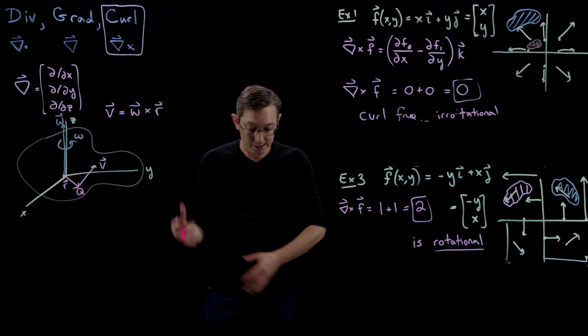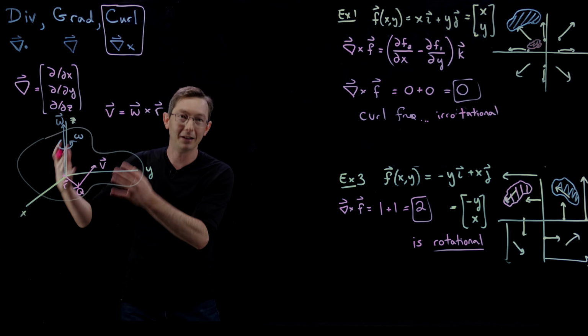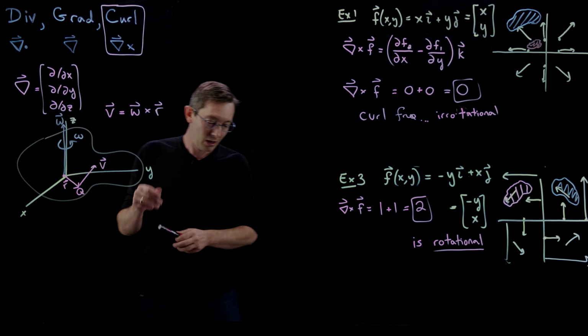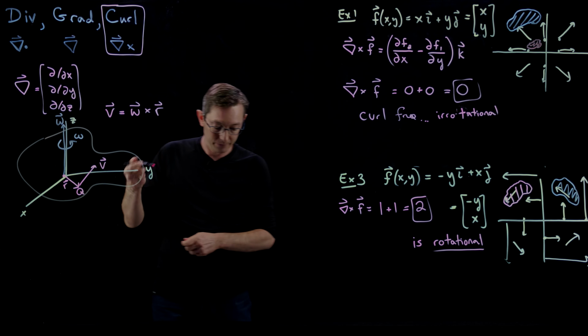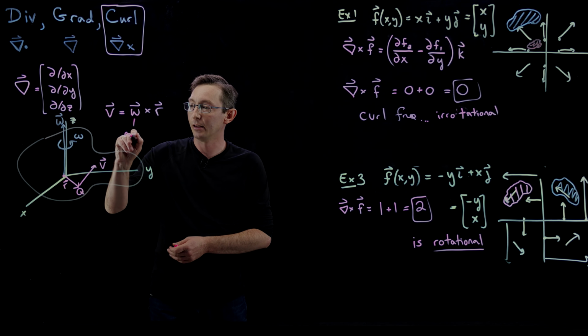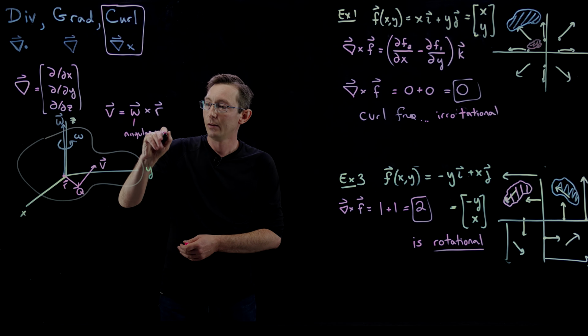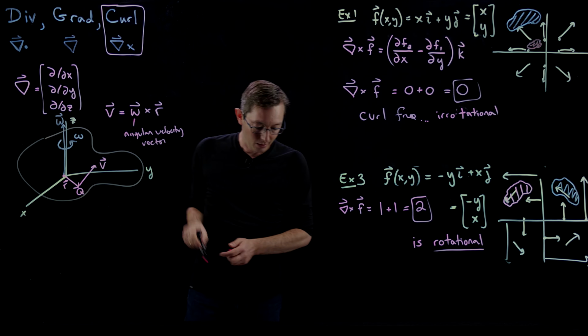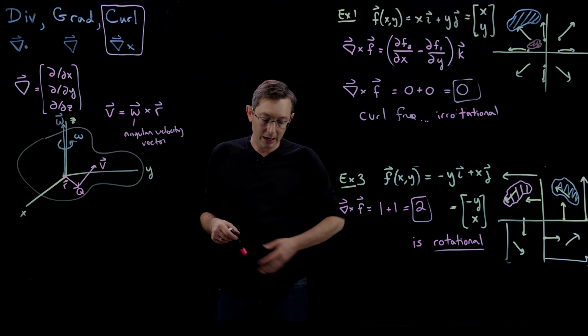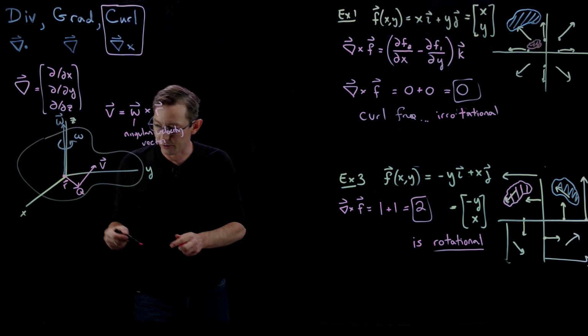So this is pretty cool. This is a useful interpretation of the curl, where essentially this is the angular velocity vector. So I'm just actually going to write that. So this is the angular velocity vector. Okay, good.